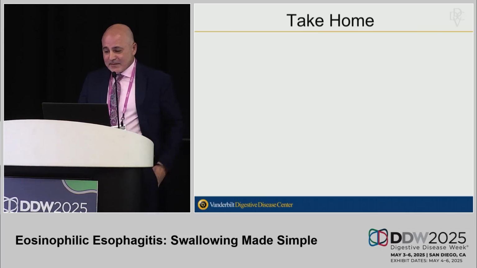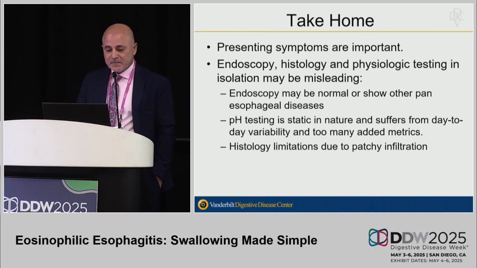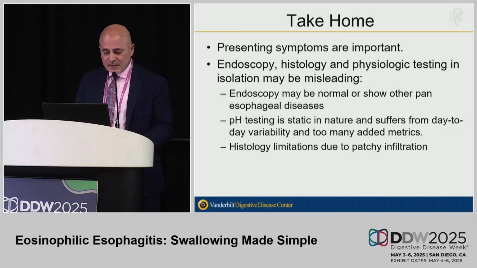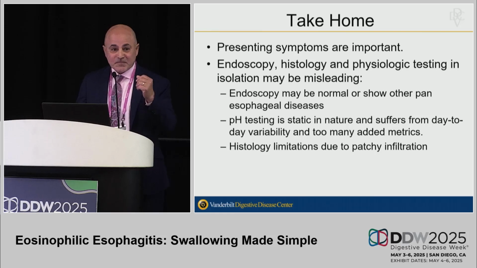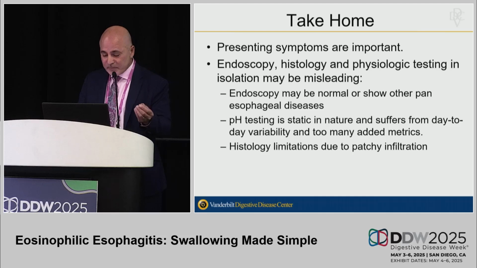So my last slide, take-home messages. Presenting symptoms are important. Endoscopy, histology, physiologic testing in isolation may be misleading. Endoscopy may be normal or show other panesophageal diseases, but if you rely on biopsy, you're going to be misled. pH testing is static in nature, and it's a cutoff base, so be careful with that. Don't just say because it's abnormal, it's GERD, and ignore everything else. Histology obviously has limitations because it's patchy. After you treat a patient, you biopsy, it's normal, but the patient still has symptoms. Maybe it's the patchiness, because we're using biopsy alone to make the diagnosis.